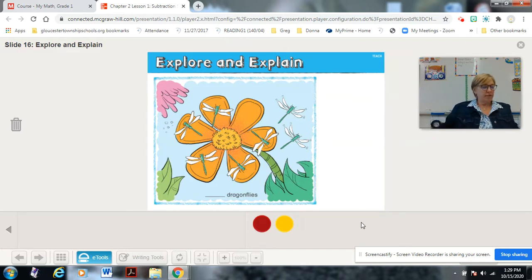It says that there are 7 dragonflies sitting on a flower. So let's do that. 1, 2, 3, 4, 5, 6, 7. They were sitting on this flower, okay? And then 2 of them flew away. And here you see 1, 2 flew away. All right. Now the question they would like you to answer is, how many dragonflies are left on the flower?